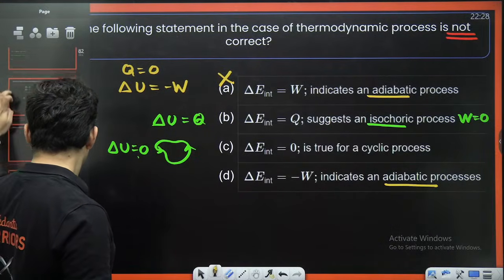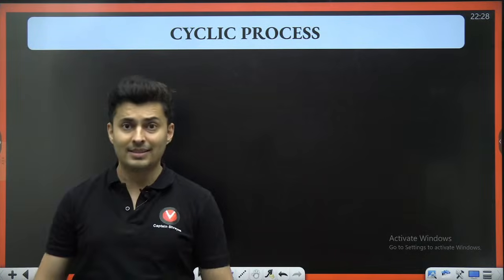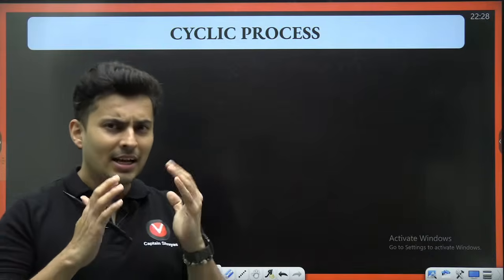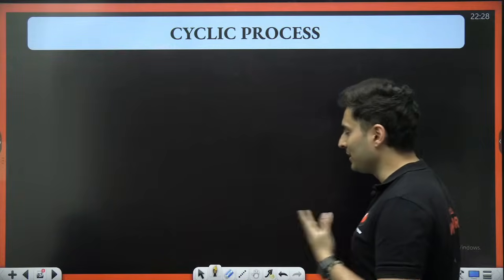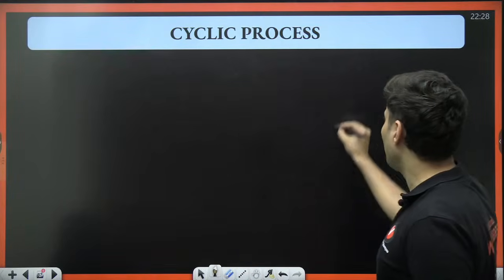So let's go to the next one over here, and that is the cyclic process, which is the last part. After that, we have the second law of thermodynamics, the brief theory of it. We'll see that also. So in this last problem, we saw about the cyclic process.